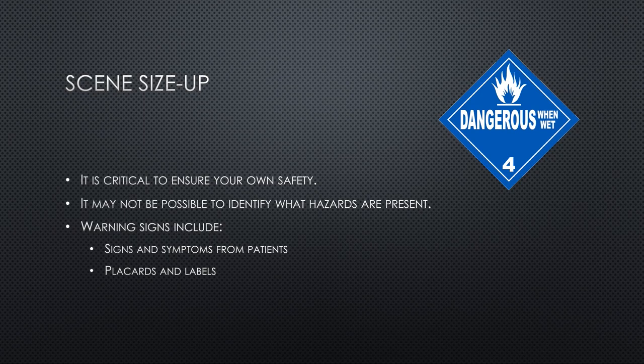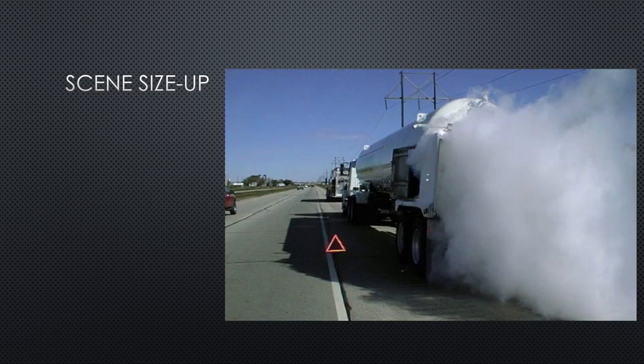Warning signs include the following: signs and symptoms of patients on the scene. If you have several people that have the same symptoms, especially respiratory ailments, nausea, vomiting, or anything like that, you've got to consider a possible hazardous material exposure. Placards and labels found on buildings, trucks, drums, or storage vessels can all be good indicators of what type of hazardous material you're dealing with.